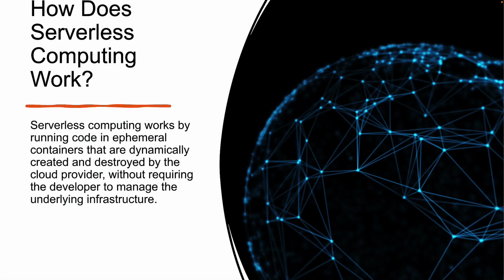So how does serverless computing work? Serverless computing works by running code in ephemeral containers that are dynamically created and destroyed by the cloud provider without requiring the developer to manage the underlying infrastructure. So that's a lot. Ephemeral refers to the temporary nature of these containers that are created. They're created on the fly for a specific purpose. The function executes, and then as soon as the function is done, the container is destroyed. So by doing this, you get a number of advantages that we'll talk about in the upcoming slides here.